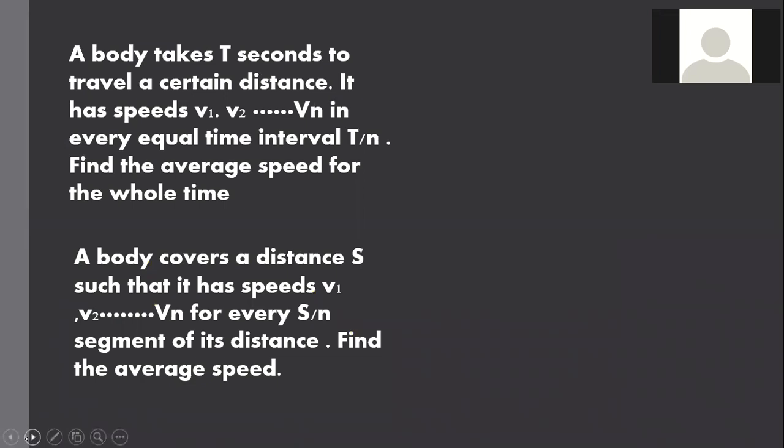A body takes t seconds to travel a certain distance. It has speeds v1, v2, dash dash, vn in every equal time interval t by n. Find the average speed for the whole motion. If somebody wants to try, keep talking to me, I'll write it for you. The same idea once again: you need to take the total distance, divide by total time, nothing else.